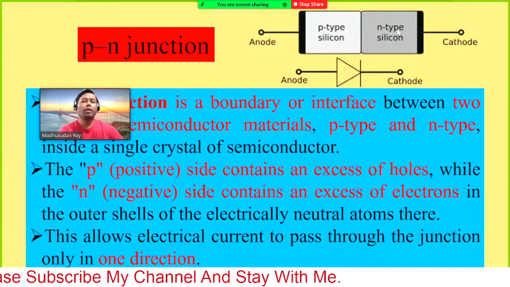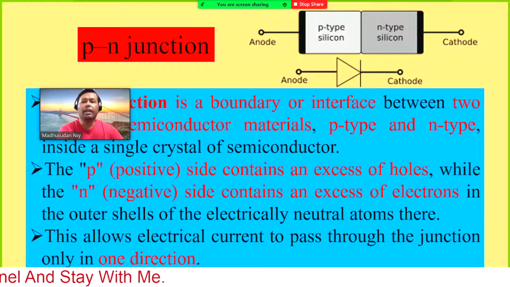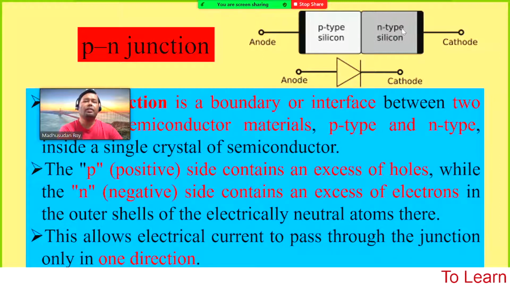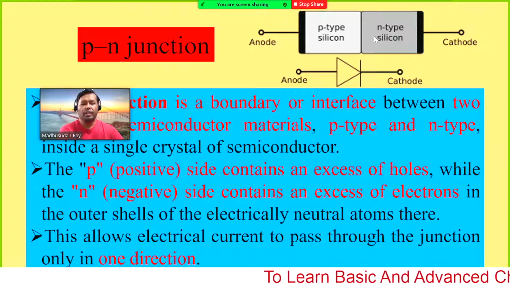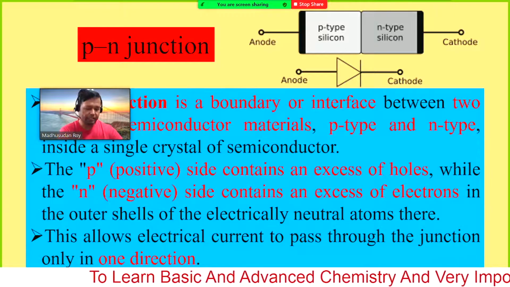So how can we define the current? The flow of electrons is known as current. So if we apply a potential difference, then the free electron can go towards the p-type semiconductor. In that case we can have a flow of electrons, that means we can have a current.